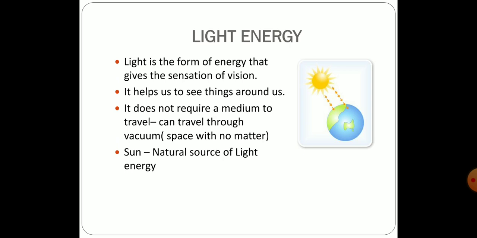Vacuum spelling பார்த்துக்கோங்க, VACUUM. It is not VACCUM. It is called VACUUM. So light energy travels through vacuum. Vacuum means space with no matter. So that is why we earlier learnt that light and sound will not come under matter, because they don't have mass or they don't have space. So this is the only property because of which the light can travel through vacuum.